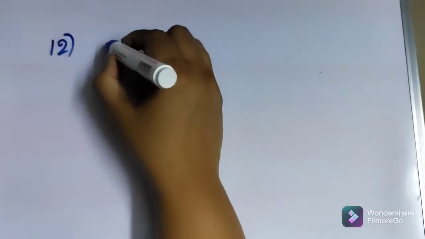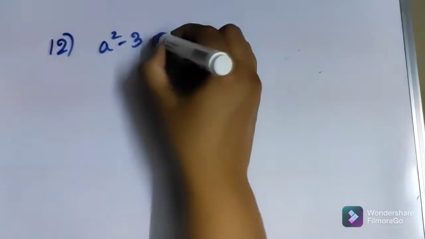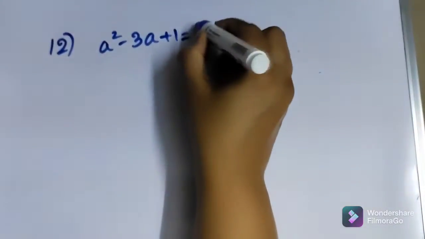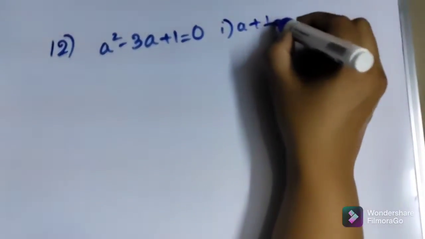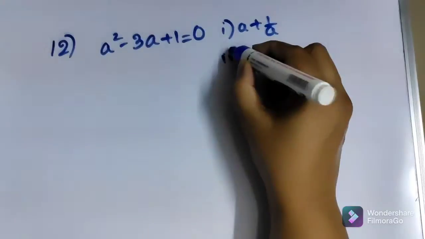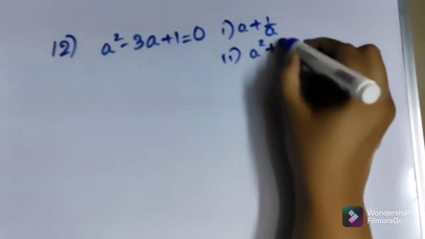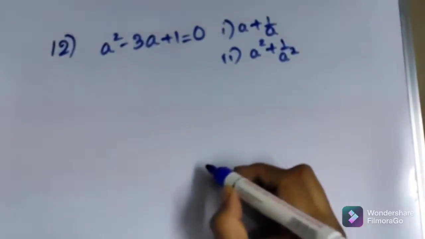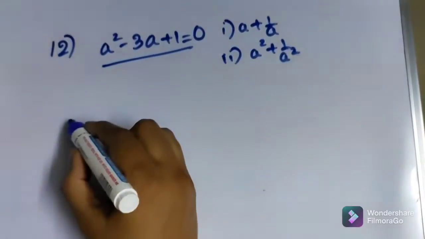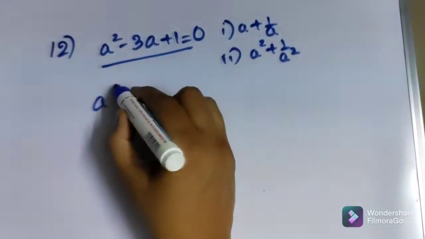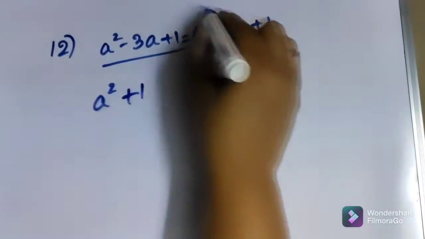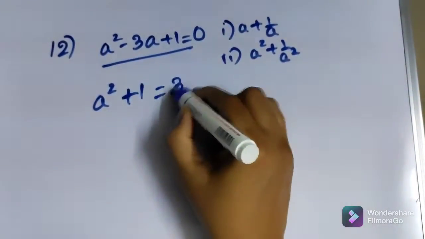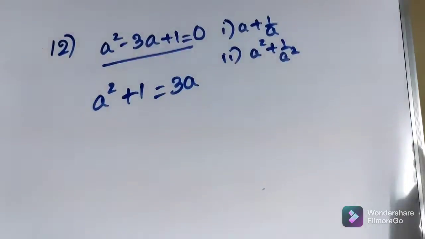12th main question is a square minus 3a plus 1 is given as 0. We are supposed to find the two parts here. One is a plus 1 by a. The second part we are supposed to find a square plus 1 by a square. So here this is the equation we have. So can we write it a square plus 1? We'll shift this minus 3a to this side. It becomes plus 3a, isn't it?